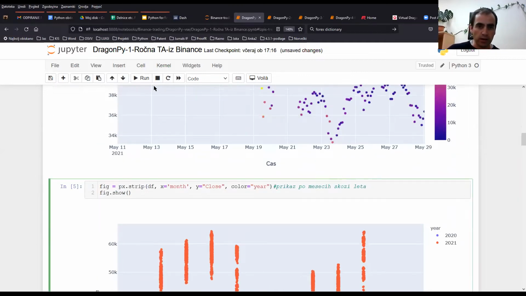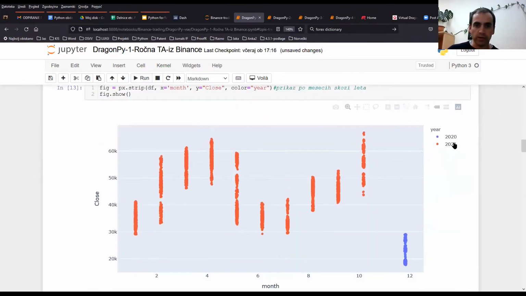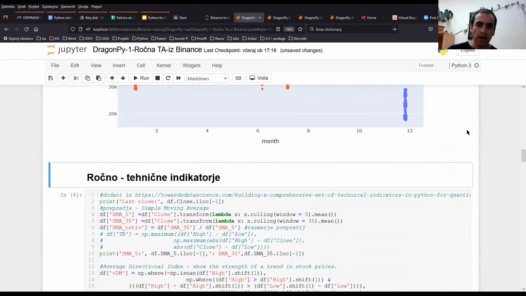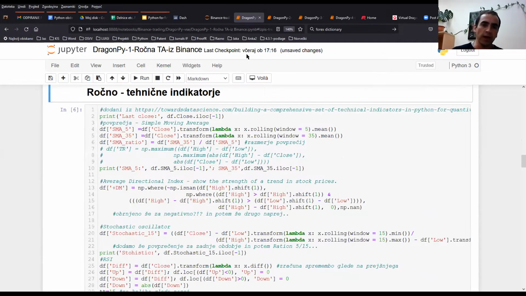Anyway, another graph. Just for this data, I was interested when you're trying to do some strategy. I wanted to look how it was in the past. So I created this graph, and then okay, let's go to analysis.